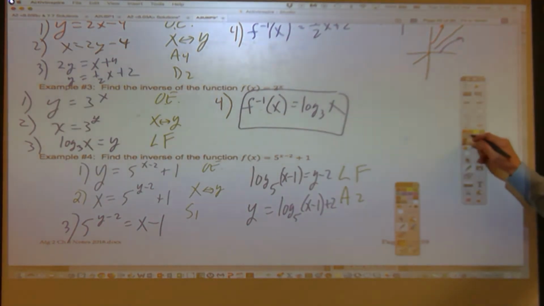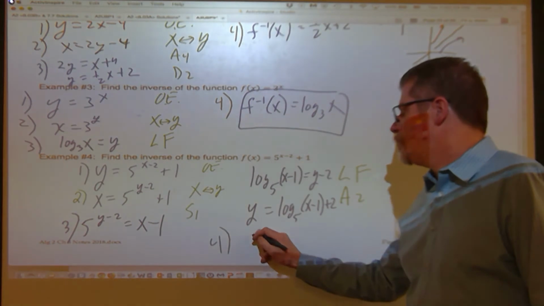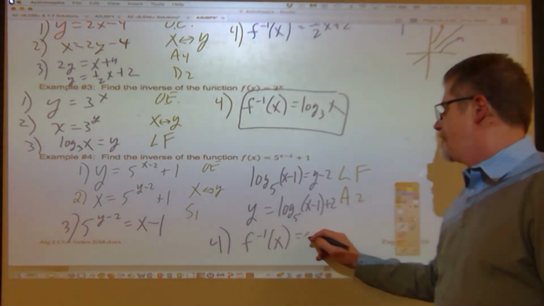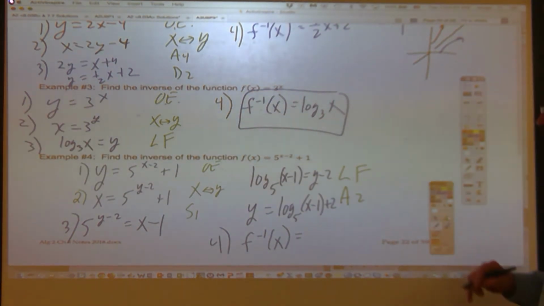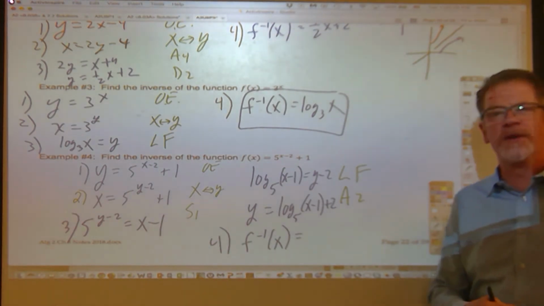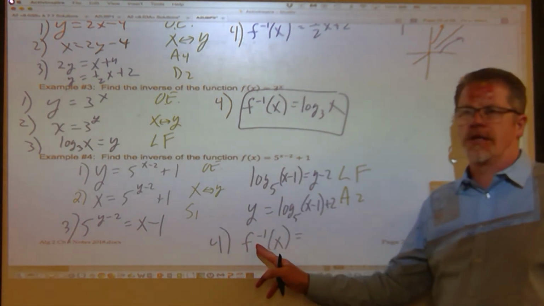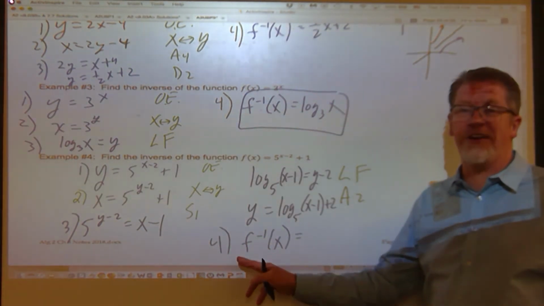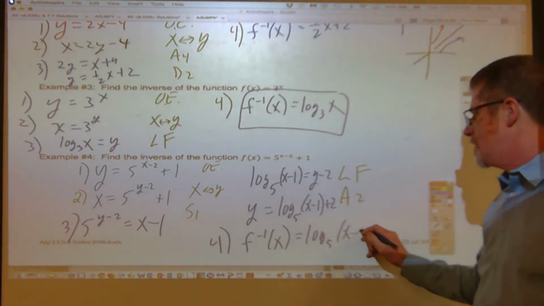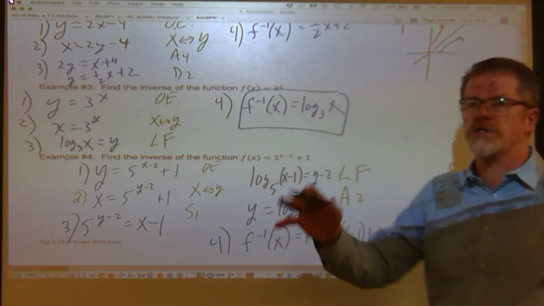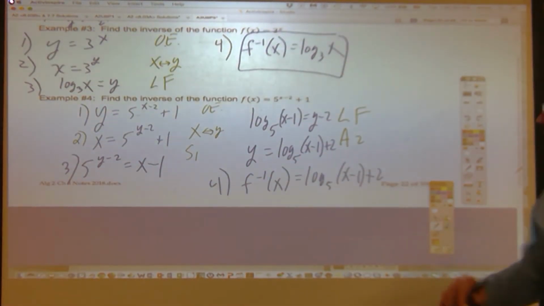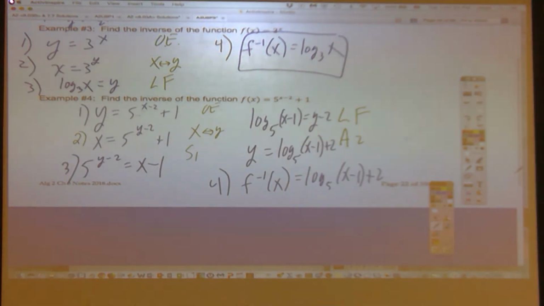All that remains is step 4, which is replacing y with not f to the negative 1 of x. Heavens, it's not f to the negative 1 of x, it's f, what's the word? Inverse. It's f inverse of x is log base 5 of the quantity x minus 1 plus 2. And question, yes? Can you please just go down, like right at the end? Yeah. To the right? Yeah, let me zoom in on it. No, it's fine.